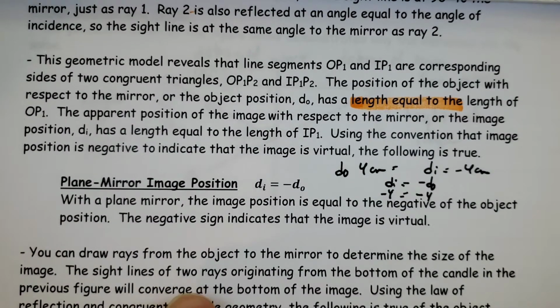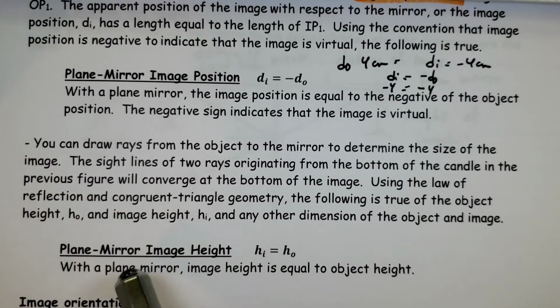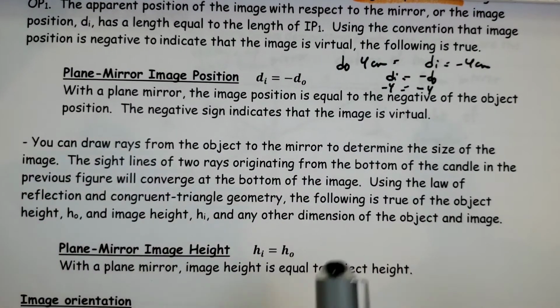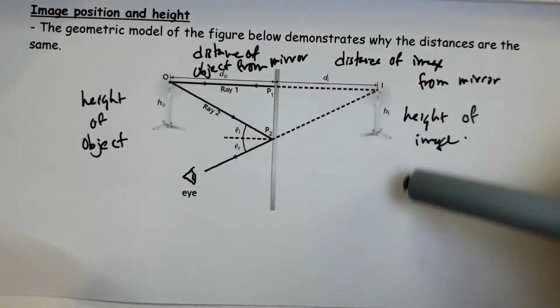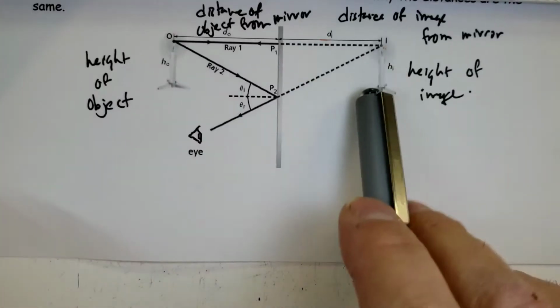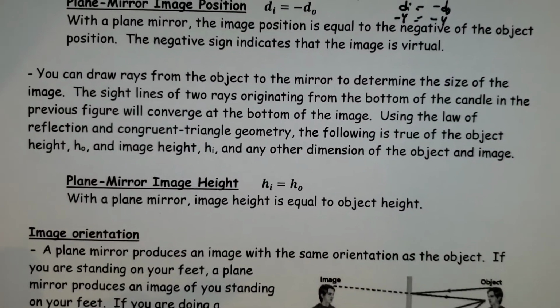You can draw rays from the object to the mirror to determine the size of the image. The sight lines of two rays originating from the bottom of the candle in the previous figure will converge at the bottom of the image. Using the law of reflection and congruent triangle geometry, the following is true of the object height, HO, and the image height. So we can see here that they are equal. Even though it's behind the mirror, this height and this height are equal. It's just the distance of the image that is negative. If this is 10, then this is 10. So HI equals HO.